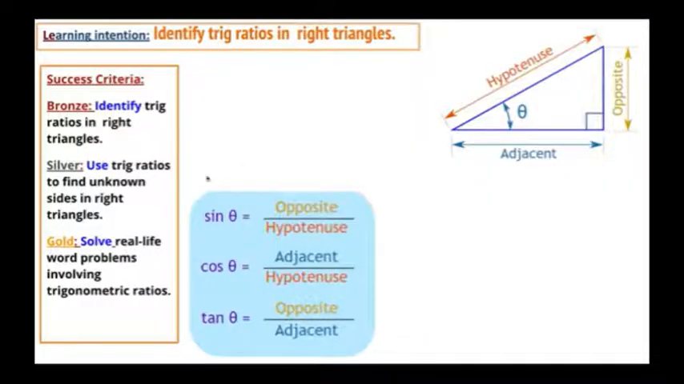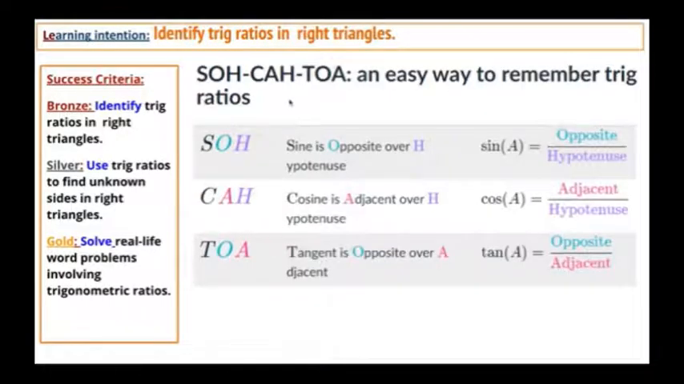Here are the three main functions: sine, cosine, and tangent. What's an easy way to remember what these functions are? Well, that's where we have this. We have SOH for sine, which means opposite over hypotenuse. CAH for cosine, which is adjacent over hypotenuse. And TOA for tangent, which is opposite over adjacent.